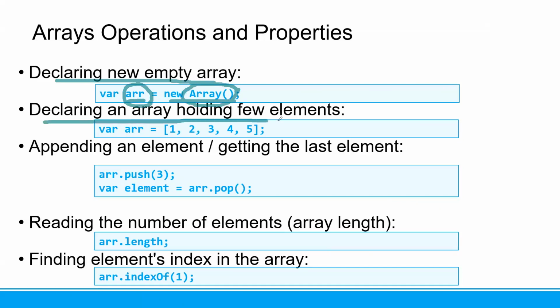Declare an array holding a few elements. So I have array and I define 1, 2, 3, 4, 5. If you want to append, so if you want to add elements, arr.push(tree). So where is tree? If I have this as the original array, where is tree?